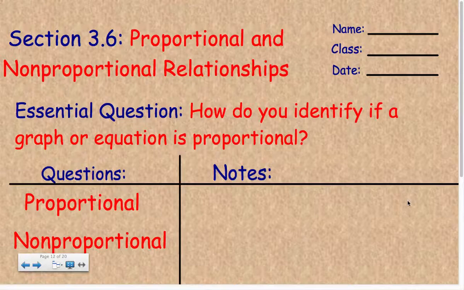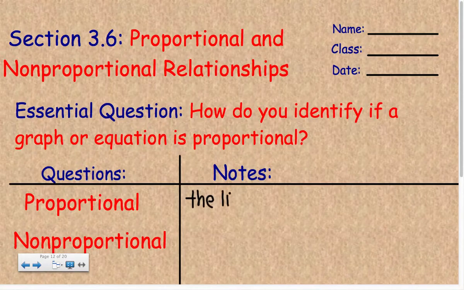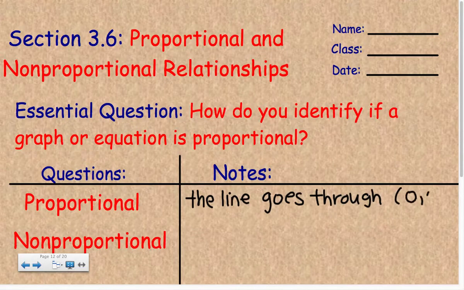Proportional relationships. Essential question: How do you identify if a graph or equation is proportional? First, we need to define our two vocab words. Proportional means the line on your graph goes through the origin, or the coordinate point (0, 0).